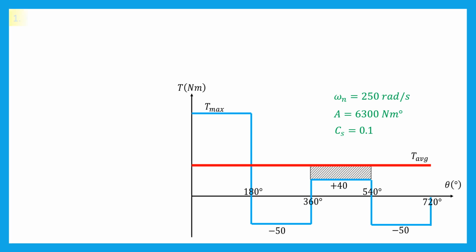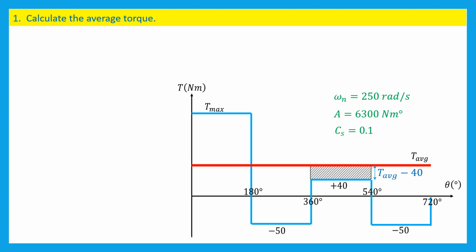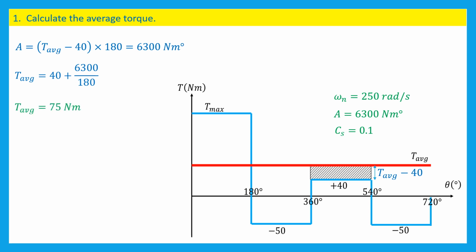The first question asks to calculate the average torque. Here, the height of the shaded rectangle is equal to the average torque minus 40. The shaded area is equal to T average minus 40 times 180 degrees, which is equal to 6,300 Newton-meter degrees. Solving the equation for the average torque gives T average equal to 40 plus 6,300 divided by 180. Hence, the average torque is equal to 75 Newton-meters.